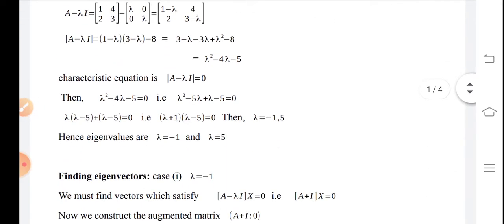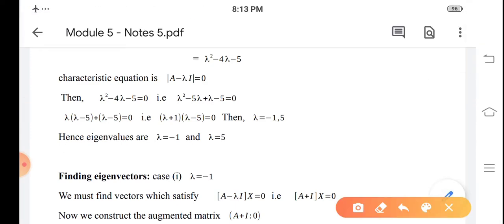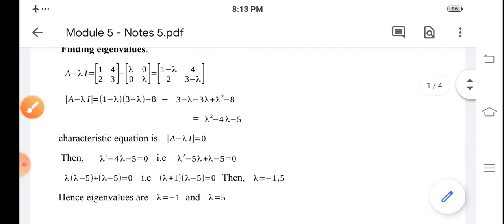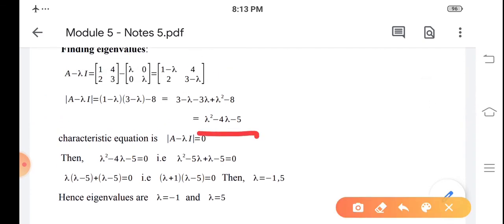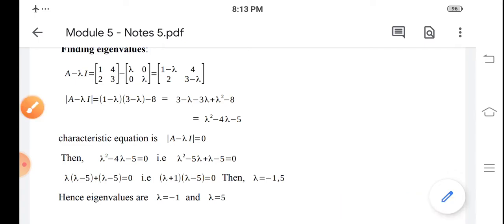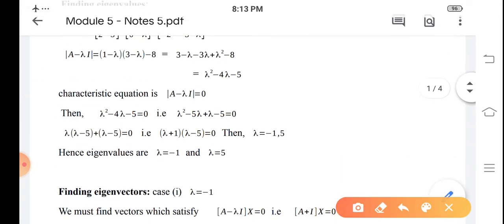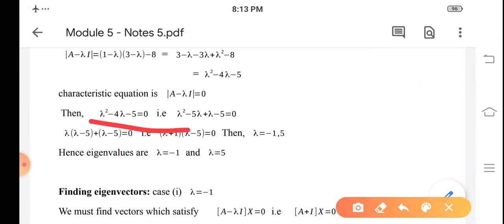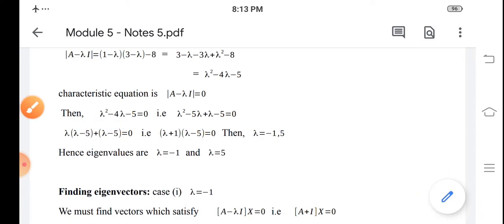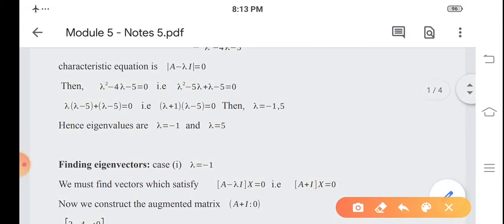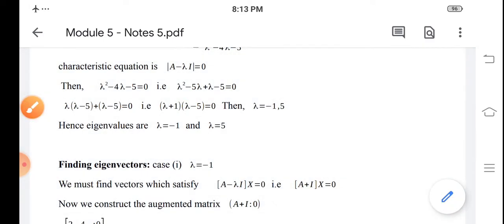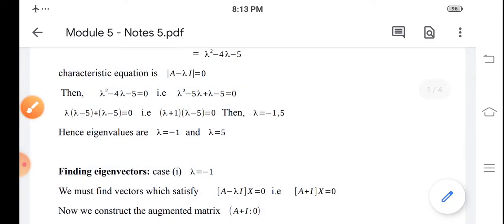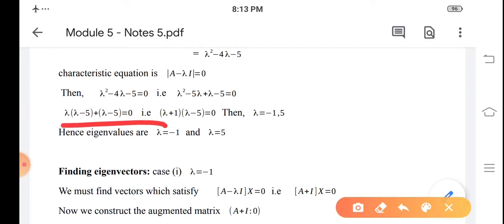And we have the characteristic equation, determinant of A minus lambda I equal to 0. Since the determinant is lambda square minus 4 lambda minus 5, we write lambda square minus 4 lambda minus 5 equal to 0. We can factorize this to find lambda values. We write it as lambda square minus 5 lambda plus lambda minus 5 equal to 0, or lambda into (lambda minus 5) plus (lambda minus 5) equal to 0.